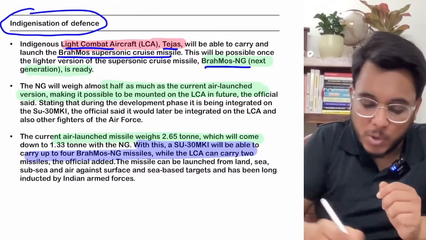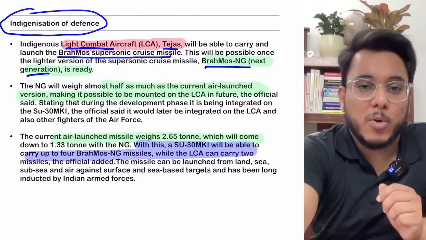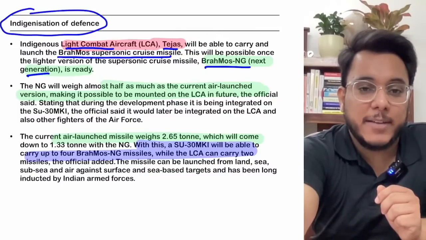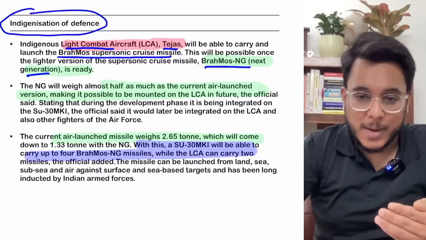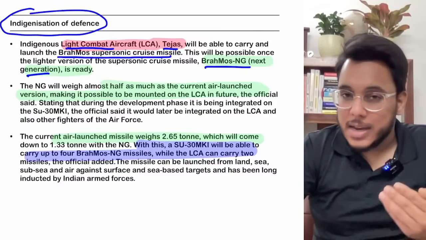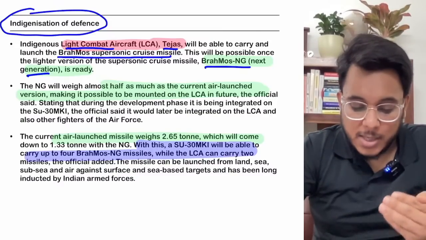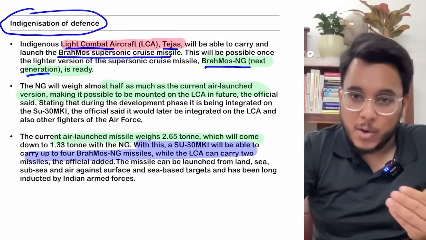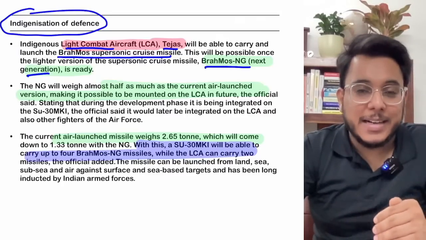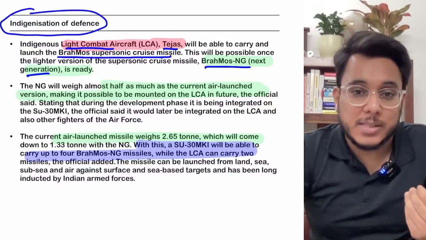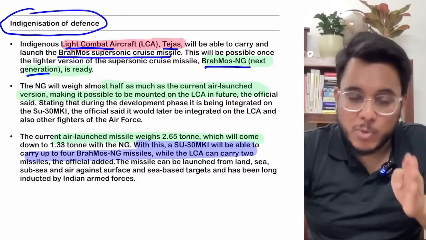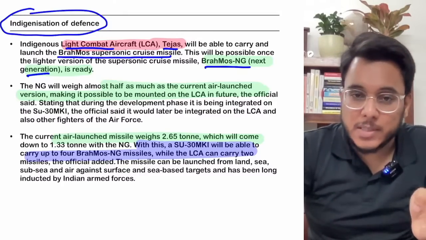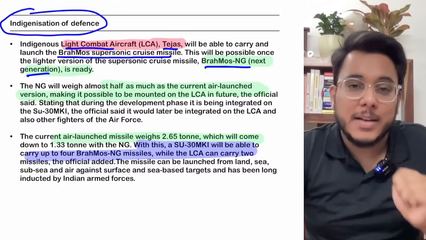Okay, that is the BrahMos next generation. Now when we talk about the BrahMos, guys, BrahMos is a joint venture between India and Russia, and under the BrahMos mission, India and Russia have developed the supersonic cruise missile. Supersonic means that it travels faster than the speed of sound. So there is sonic, which travels at the speed of sound, subsonic, less than the speed of sound, and supersonic, more than the speed of sound.